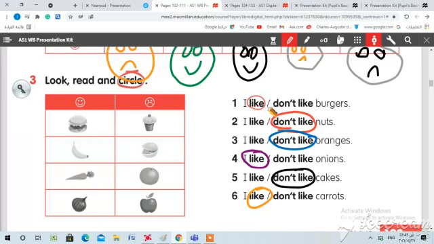Number 1. I like or don't like burgers. Look, the burger is here with happy face. So you have to circle like and it's done. Number 2. I like or don't like nuts. The nut is here with a sad face, so you have to circle don't like. 3, 4, 5 and 6 are homeworks.